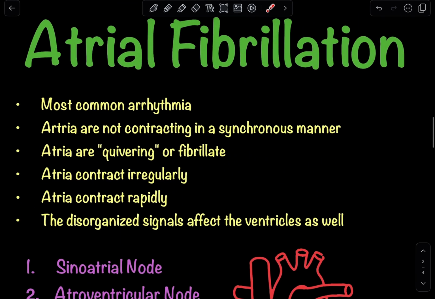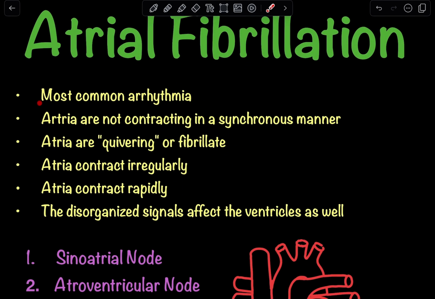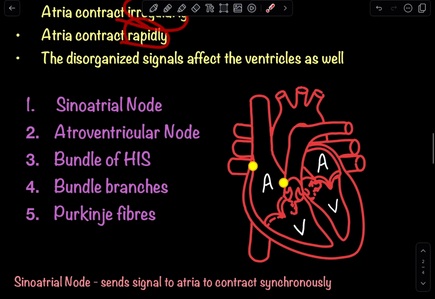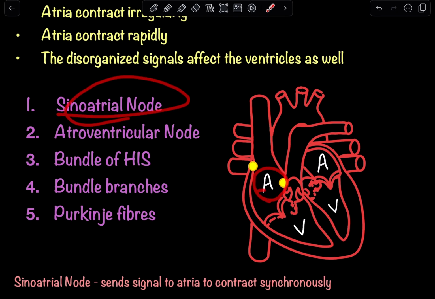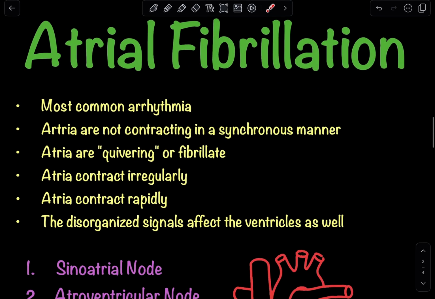Now going back, so what is atrial fibrillation? It is the most common arrhythmia. It is essentially when the atria are quivering or fibrillating due to irregular, rapid signals coming from cells in the myocardium, which are canceling out the signal coming from the SA node, causing the atria to contract in an irregular manner. And when they reach the AV node, after that brief delay, it causes the ventricles to also contract in an irregular manner.